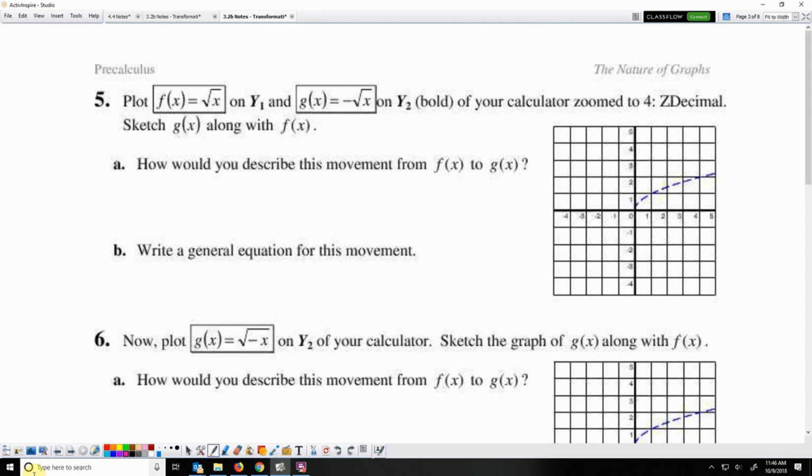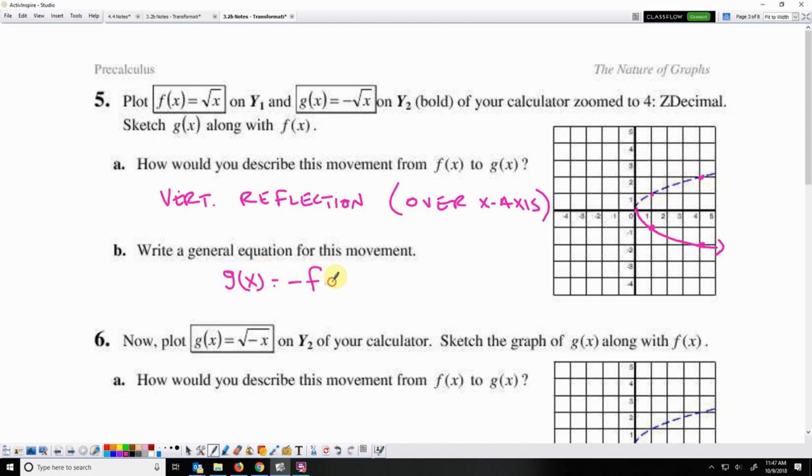All right, so here's a new function. It's a square root function, and it graphs like this. And the other graph would be the opposite of the square root of x. Okay? So we are multiplying outside of the function by a negative, and that would cause a vertical reflection, which means it's going to flip over the x-axis. So all of these points are going to flip over the x-axis. A general equation for that is g of x equals the opposite of f of x.